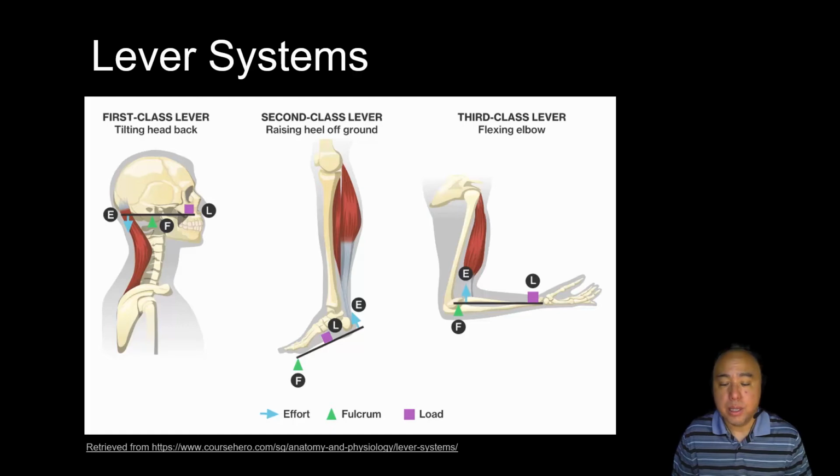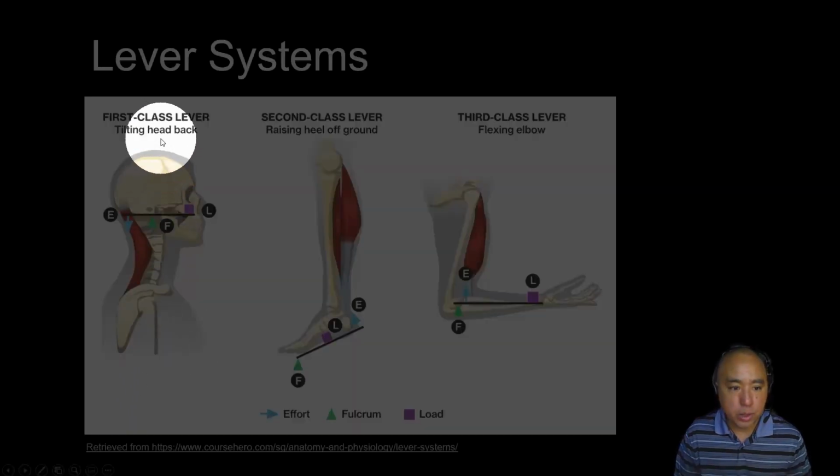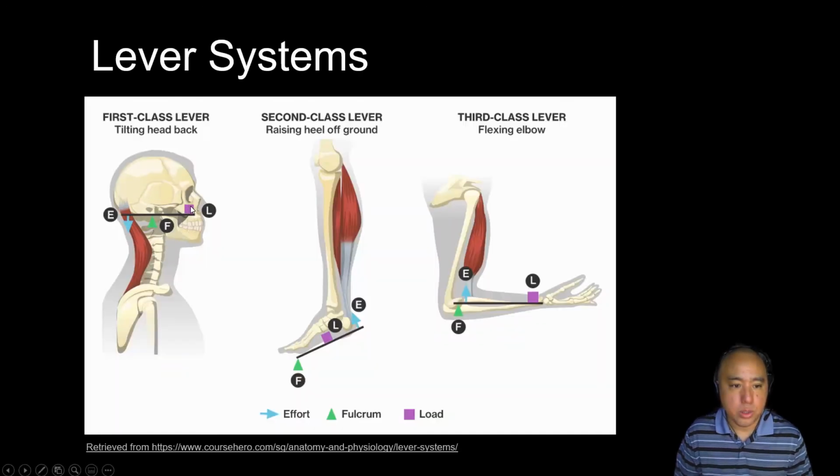And there are three different classes of lever system, and if you've taken kinesiology or applied anatomy, this will be a little bit of review for you. So a first class lever is one in which the fulcrum or pivot point is in between the effort produced by the muscle and the load, in this case the weight of the head. E is the force of the sternocleidomastoid muscle here, and this is the axis of rotation at the head and neck joint. That we call a first class lever.